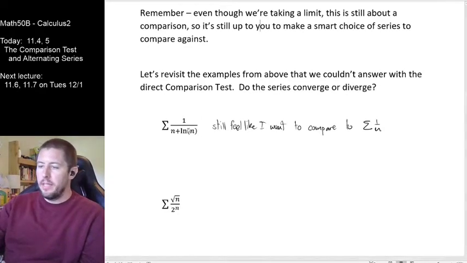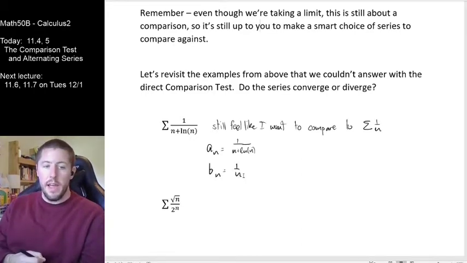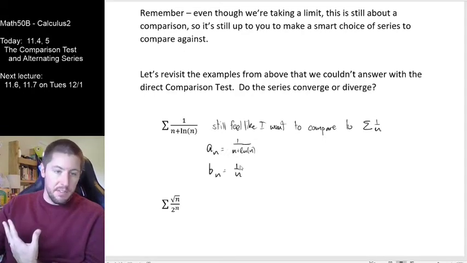And so what I'm going to do is let a sub n be the 1 over n plus ln n. And let's let b sub n be our comparison series, the 1 over n. I know that this one diverges. So if we can get the limit of the ratio of the terms of each of these two series to be equal to a constant, then since this one diverges, this one must also diverge. If we get something not equal to a constant, then we still have no information.